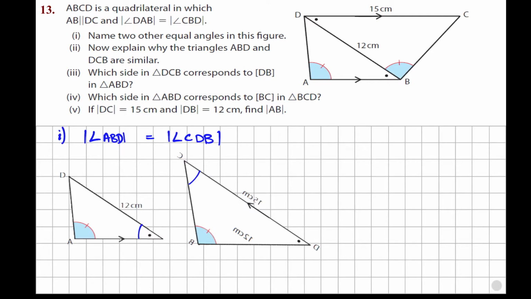Now, part 2 of that question says, now explain why triangles ABC and DCB are similar. We've just explained that there because all the angles are equal. For part 3, which side of DCB corresponds to DB? If we're looking at DB, DB is from here to here. So which side corresponds to that? The side that corresponds to that is going to be this one here, which is AB. Should be a V there, so I'll just put the V in.